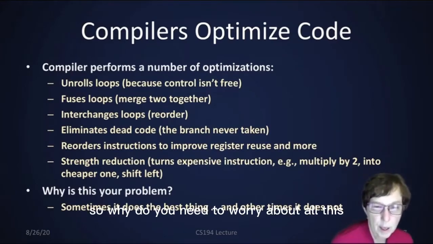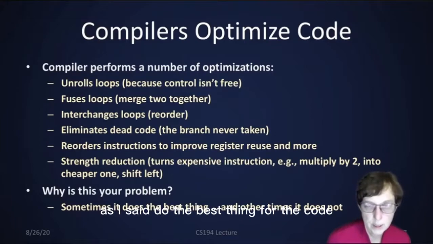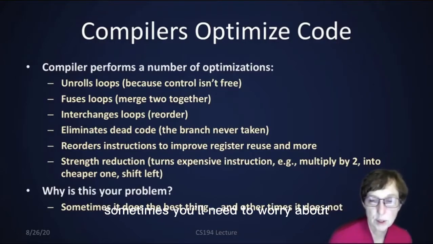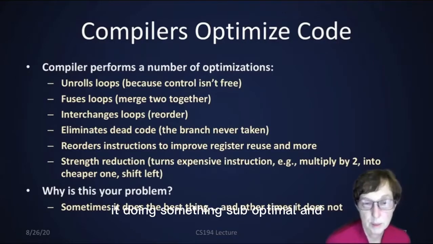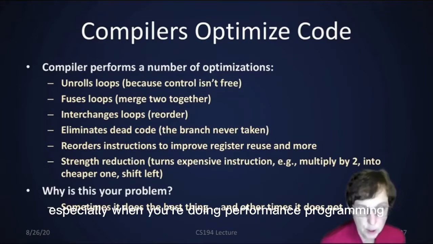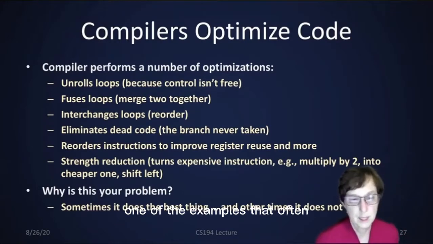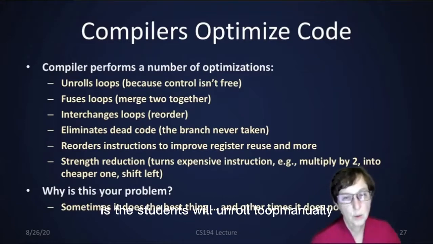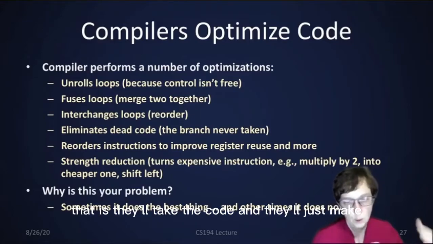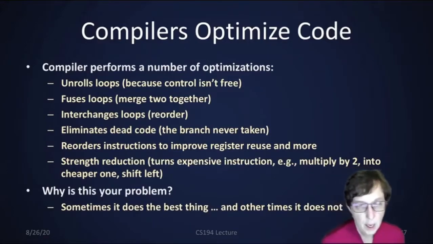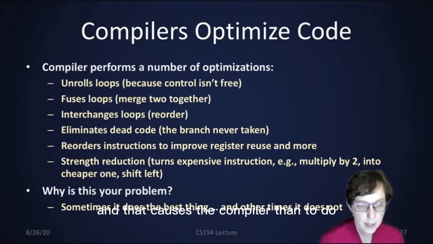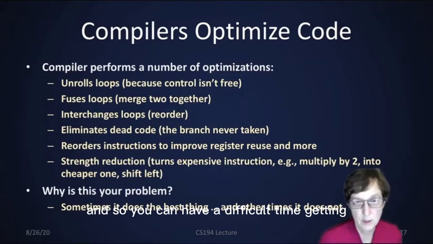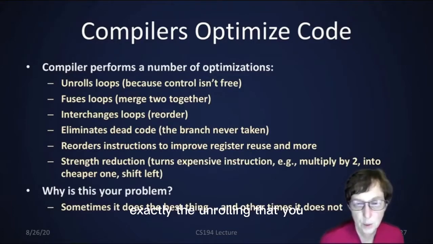So why do you need to worry about all this? Well, sometimes, as I said, it will do the best thing for the code and these optimizations will make it faster. Sometimes you'll need to worry about it doing something suboptimal. And especially when you're doing performance programming, one of the examples that often comes up in the graduate parallel computing course is the students will unroll a loop manually. That is, they'll take the code and make copies of it and have the loop unrolled in the code, and that causes the compiler to do other numbers of unrollings, and so you can have a difficult time getting exactly the unrolling that you would like in the code.